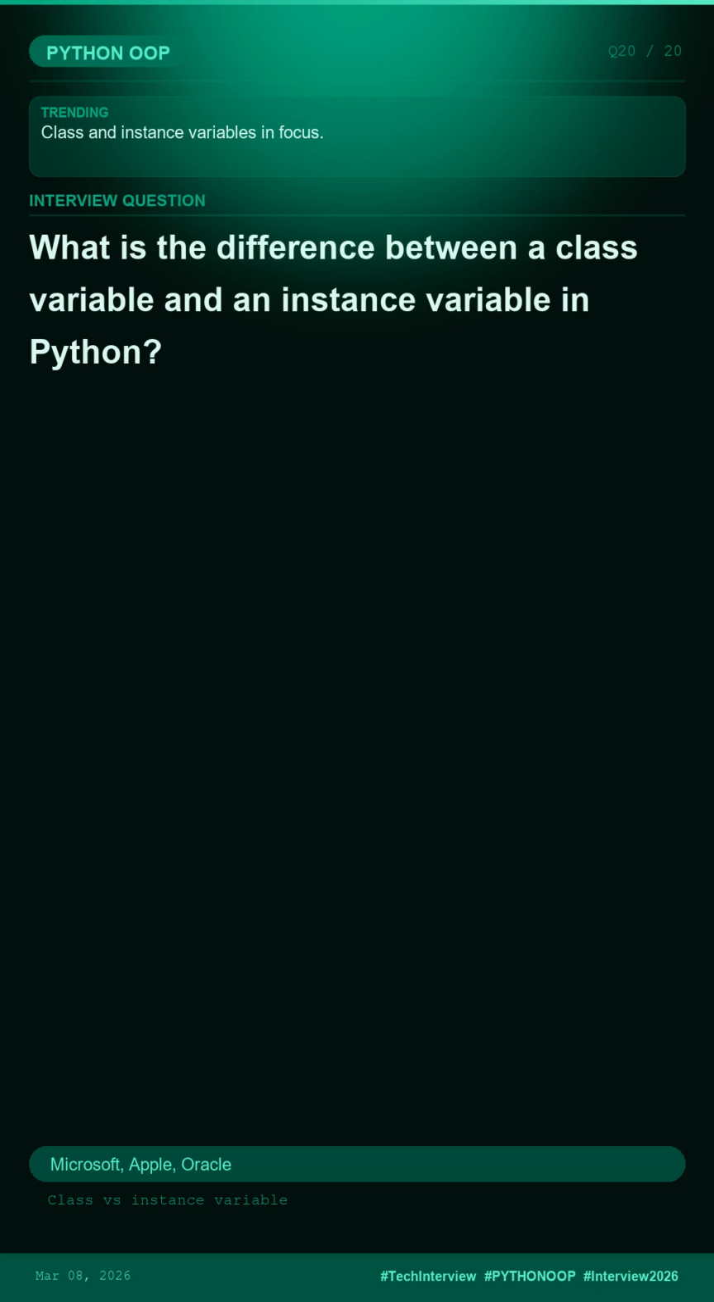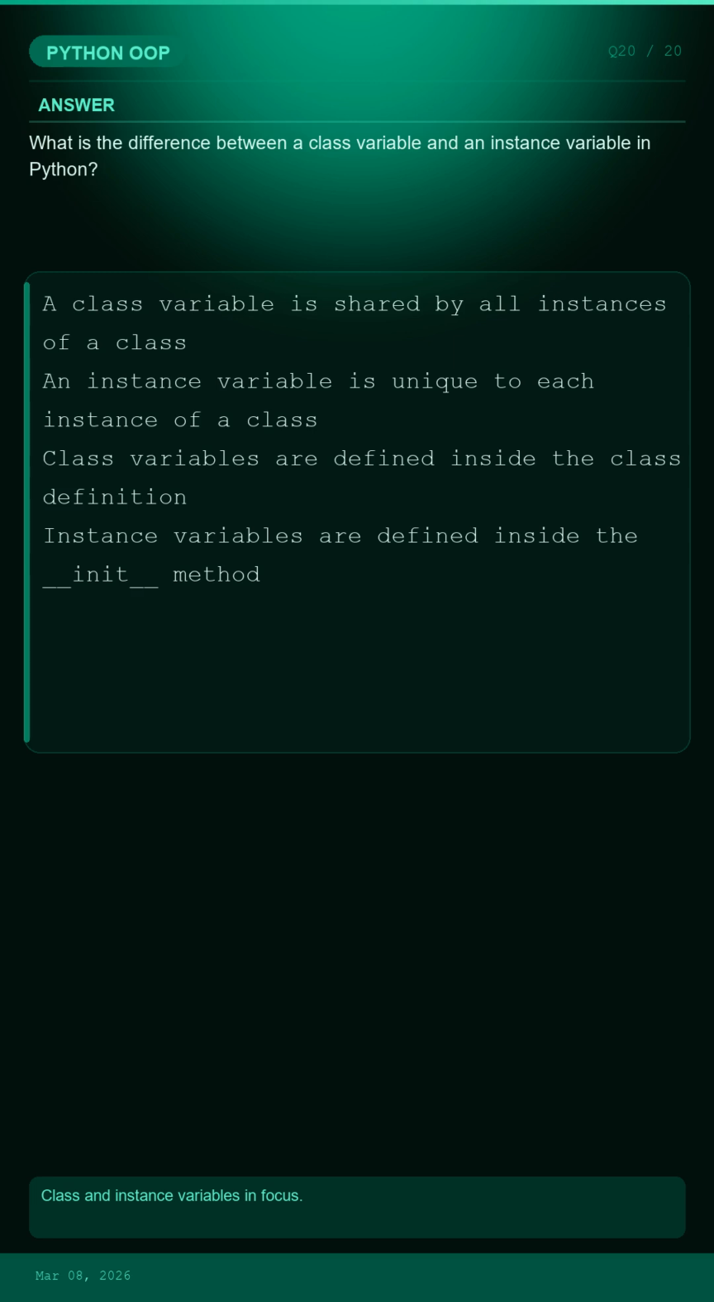Question 20. What is the difference between a class variable and an instance variable in Python? Answer. A class variable is shared by all instances of a class. An instance variable is unique to each instance of a class. Class variables are defined inside the class definition. Instance variables are defined inside the __init__ method.